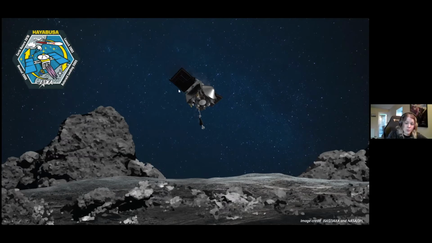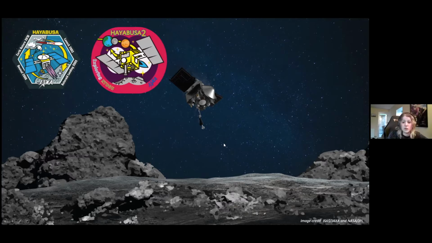Following on from Hayabusa, because it was really successful, they decided to do a second mission, Hayabusa 2. Hayabusa 2 launched in 2014, and it went to another near-Earth asteroid, a slightly different one this time, and brought back samples on December 6th, 2020. So really recently they managed to successfully bring back 4.5 grams of material from a near-Earth asteroid.